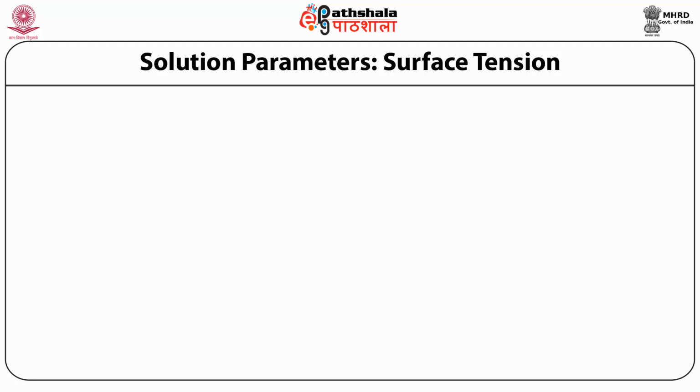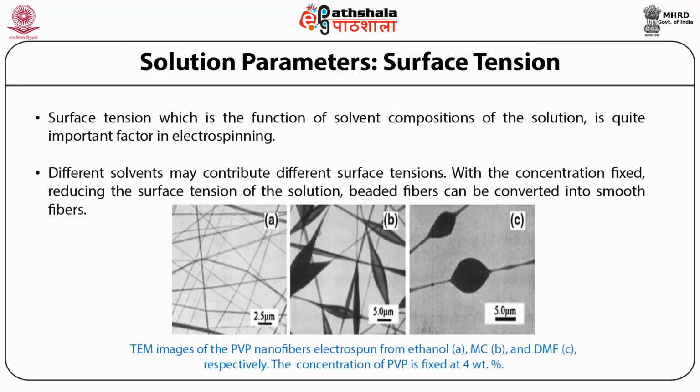Here, I would like to discuss the surface tension of the polymer solution, which also plays a critical role during the growth of electrospun fibers. Surface tension, which is a function of the solvent composition of the solution, is a quite important factor in electrospinning. In 2004, Yang and Wang systematically investigated the influence of surface tension on the morphology of electrospun products with PVP as a model, with ethanol, DMF and MC as solvents.